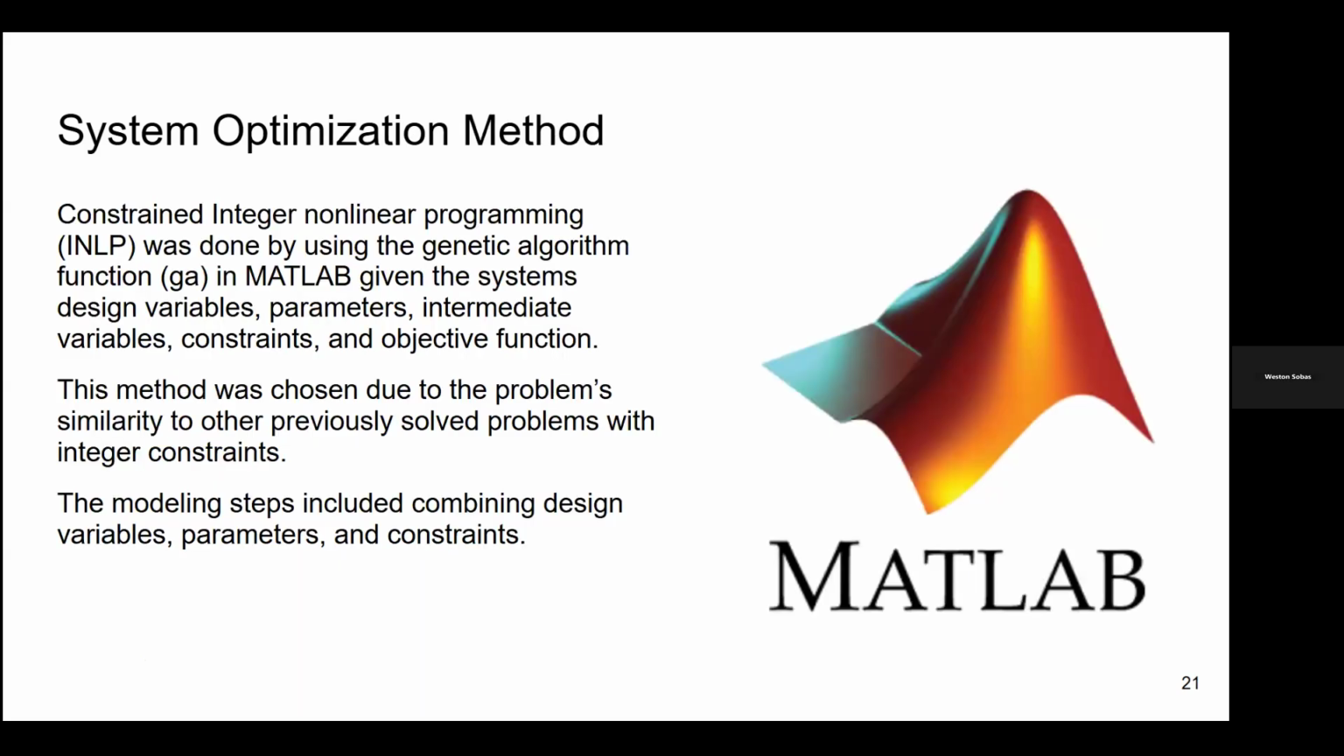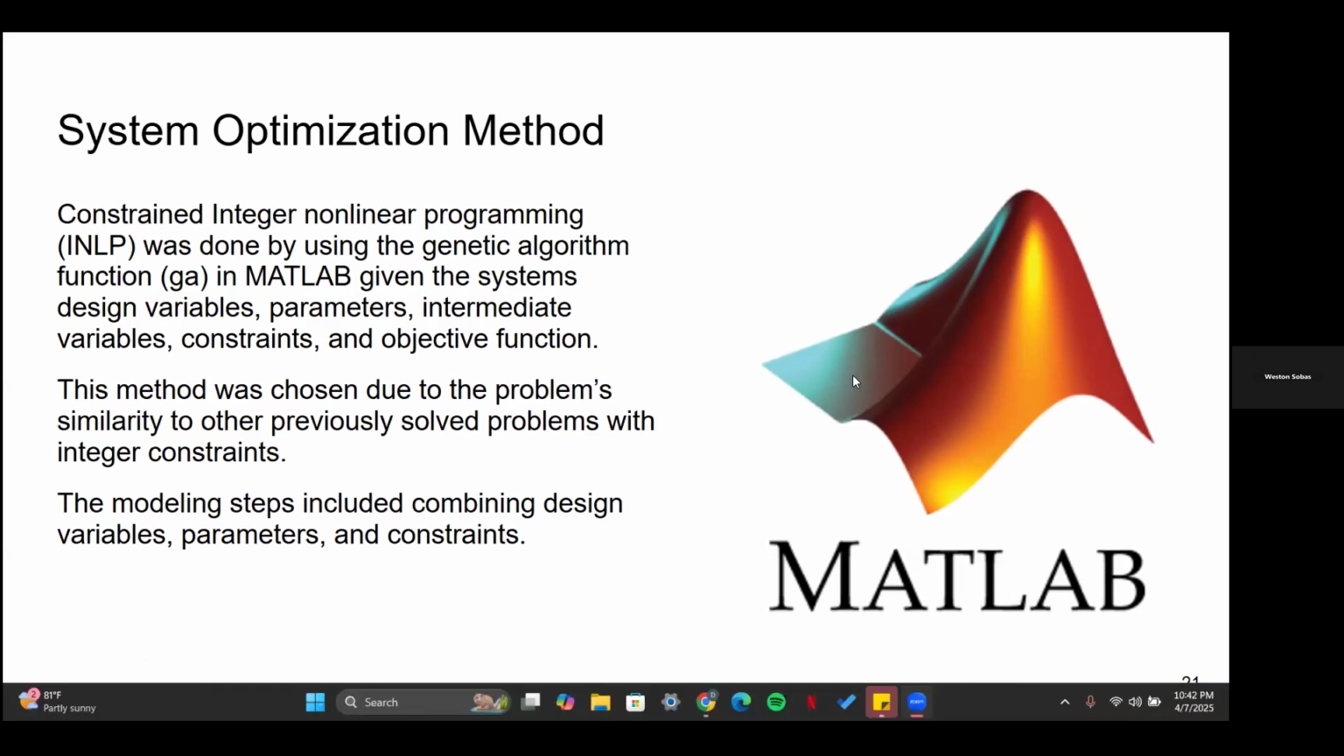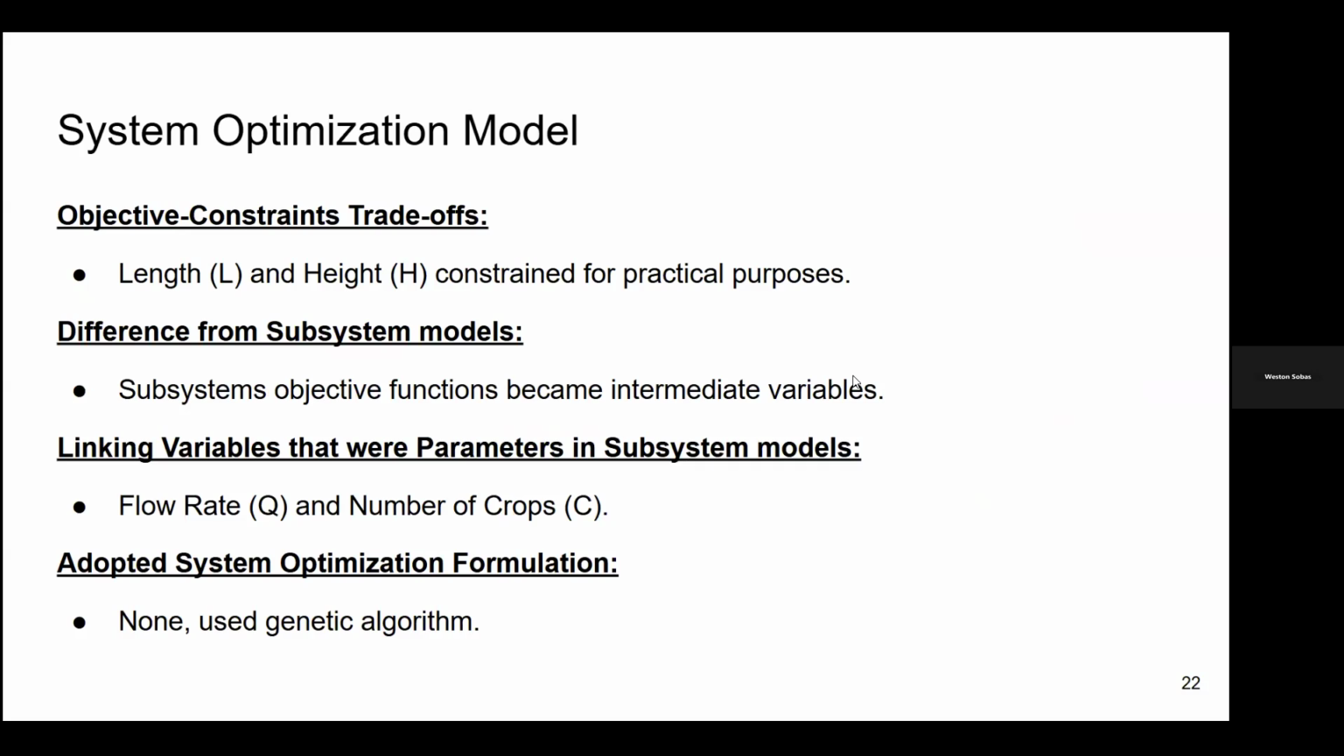The system was a constrained integer nonlinear programming problem, and it was solved using the genetic algorithm, since the genetic algorithm can deal with integer constraints. And the modeling steps included combining the design variables from the subsystems, as well as the parameters and the constraints, to make one large problem, which could be solved using the genetic algorithm in MATLAB. There were some trade-offs between objectives and constraints. The objective of maximizing number of crops would be constrained by length and also by height.